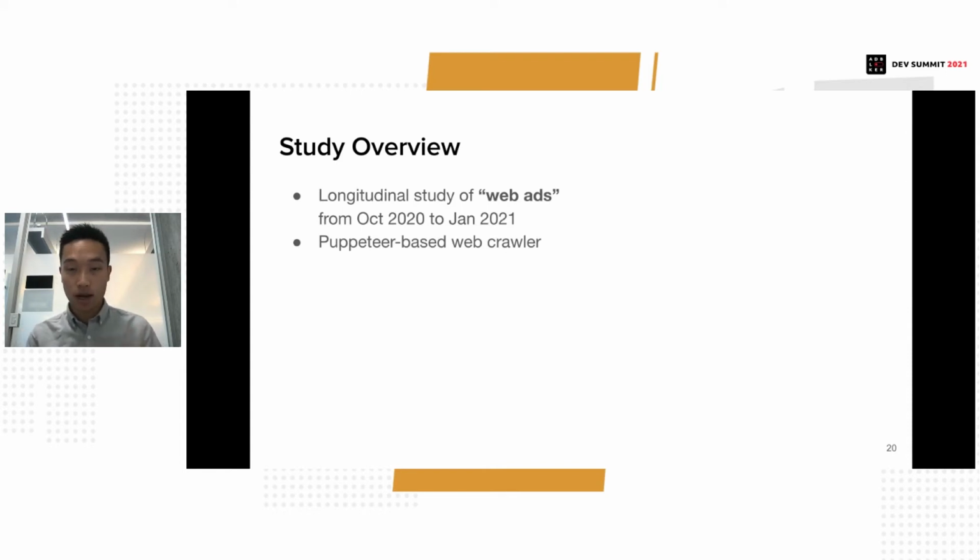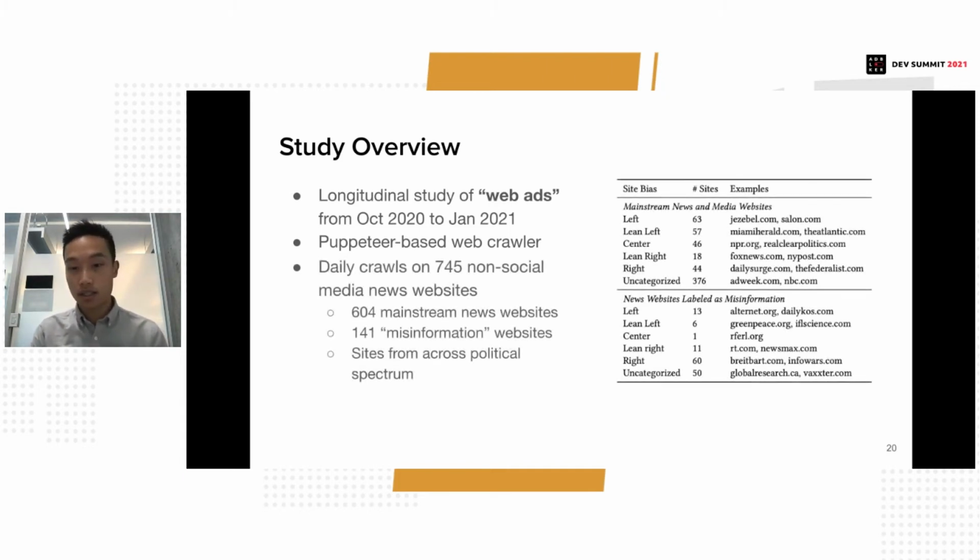page would automatically identify ads using ad blocker filter lists, and then it would systematically save a screenshot of every ad it sees on the page. We conducted daily crawls on 745 news websites, excluding social media like Facebook.